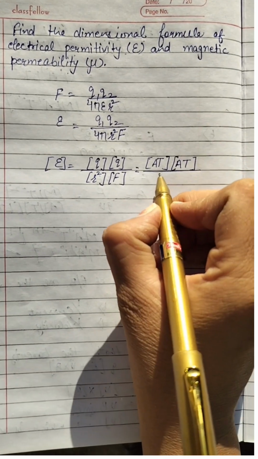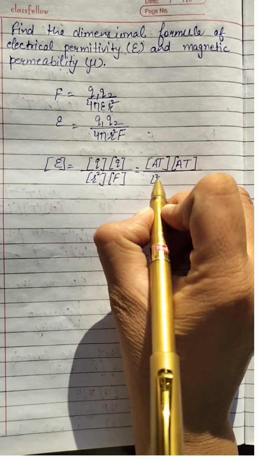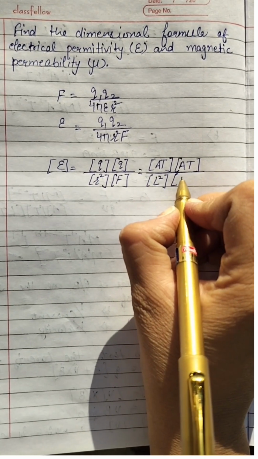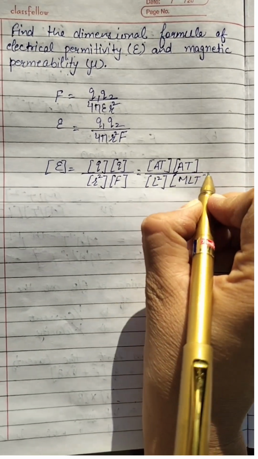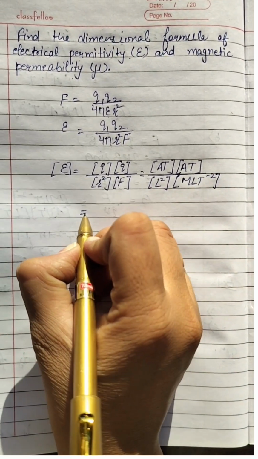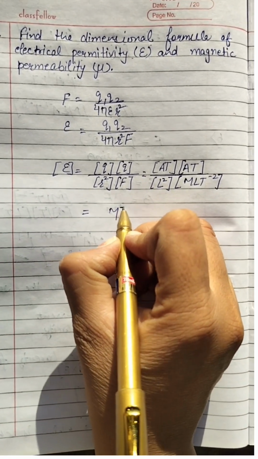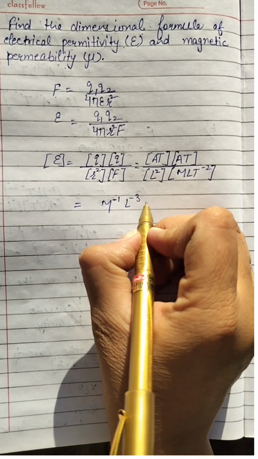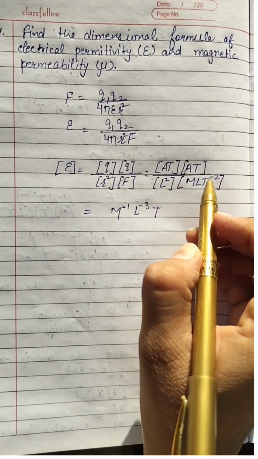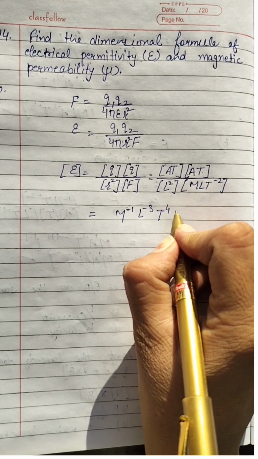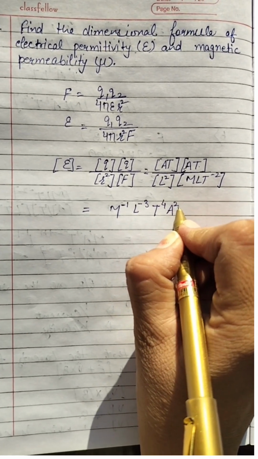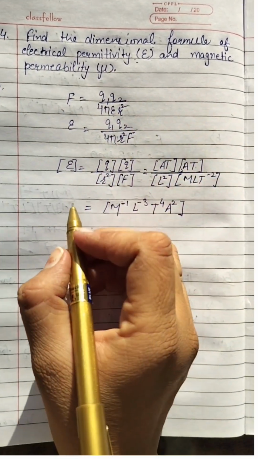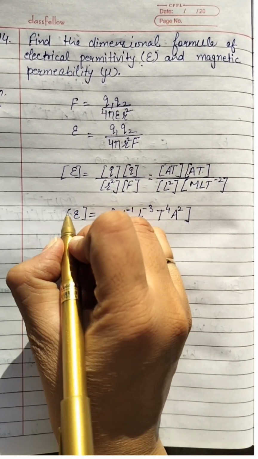Here R square gives the length, we measure it in length, and the value of force is equal to MLT minus 2. After solving this equation, we find the values M minus 1, L minus 3, T 4, and next one is A square. This is the dimensional formula of electrical permittivity, that is epsilon.